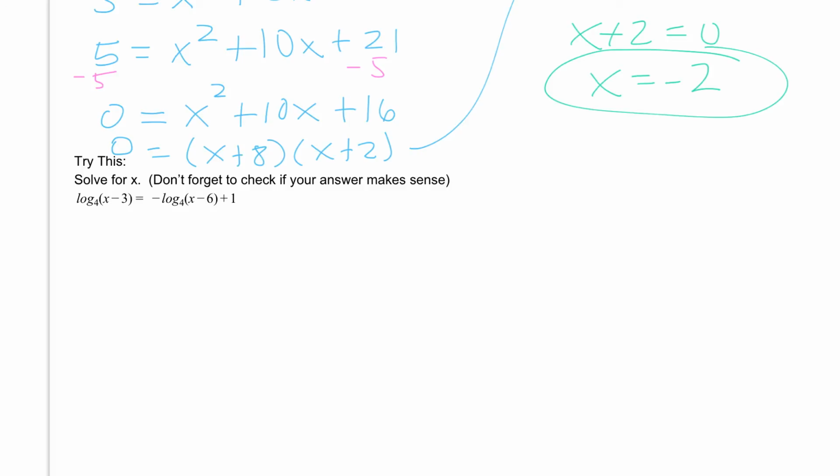If you did the try this correctly, you should have gotten x to equal 7 and 2. However, 2 does not work because it gives you logs of negative numbers, so the only answer you should get for this one is x is equal to 7.